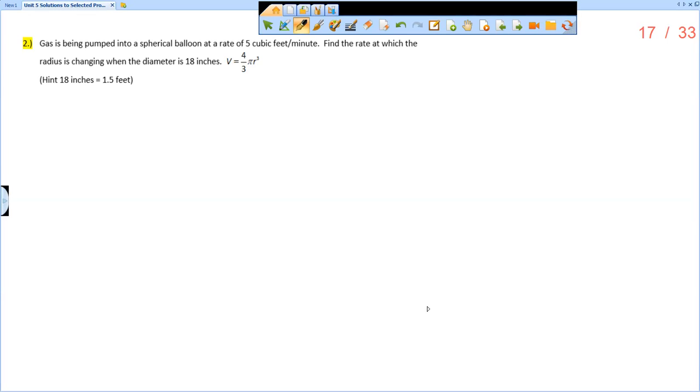This is the solution video for section 5.3, problem number 2. All right, so it says gas is being pumped into a spherical balloon at a rate of 5 cubic feet per minute. Find the rate at which the radius is changing when the diameter is 18 inches.